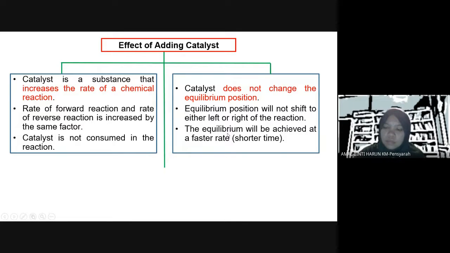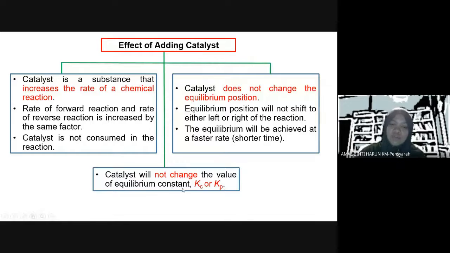How come? Okay lah. So far you terima ni dulu. Until I prove that Kc or Kp is changed by adding catalyst.